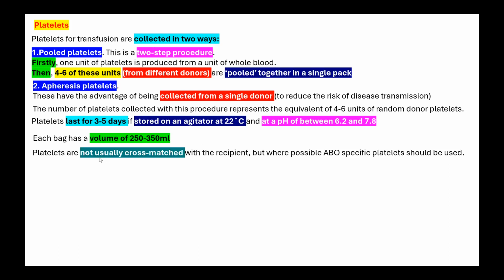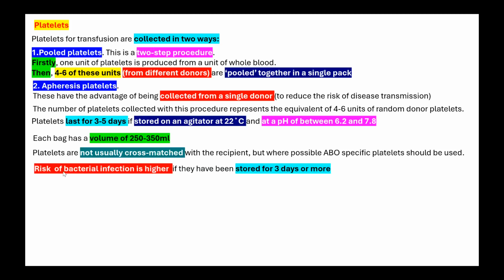And usually it doesn't require a cross match because the platelets have not much of reactive antigens. So it's not cross matched with the recipient, but ABO specific should be used wherever possible. If you are able to get the same matching blood group donor for platelets, that's ideal. And the risk of bacterial infection is higher when you use a platelet that is stored for more than 3 days.